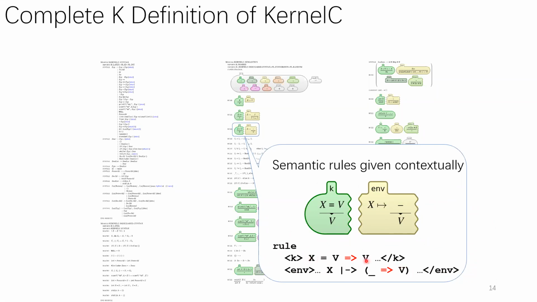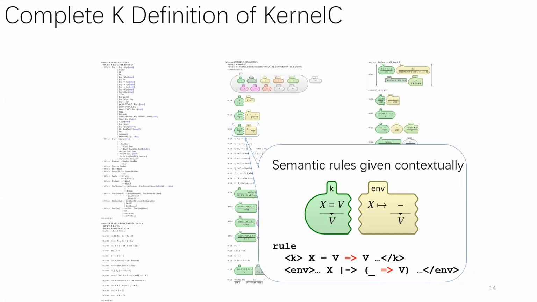For each cell, we only need to mention the pieces of information that we actually need for the semantics. From the K cell, we only need to know the first task, which is the assignment. And from the environment cell, we only need to know the binding, X binds to what, and not the rest. This underscore here is an anonymous variable. The intuition is that the value will be discarded anyway after the assignment, so there's no need to bother naming it.